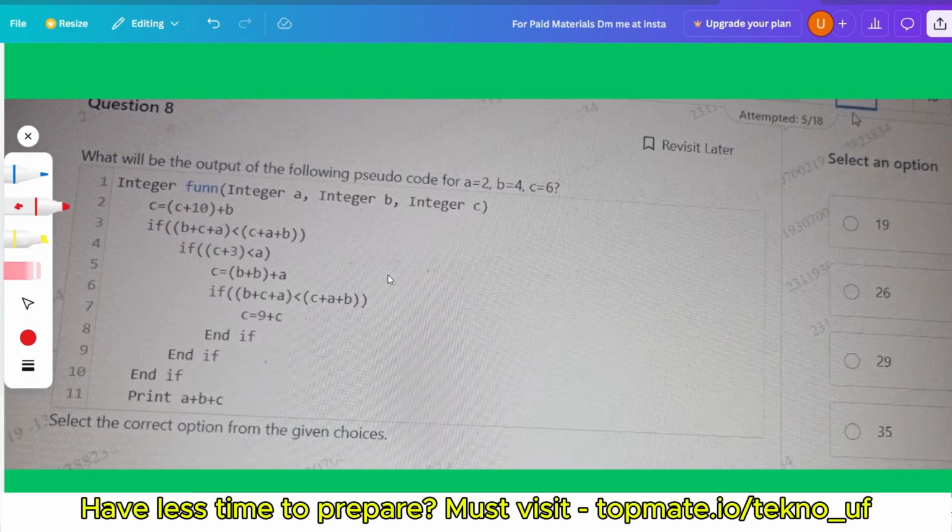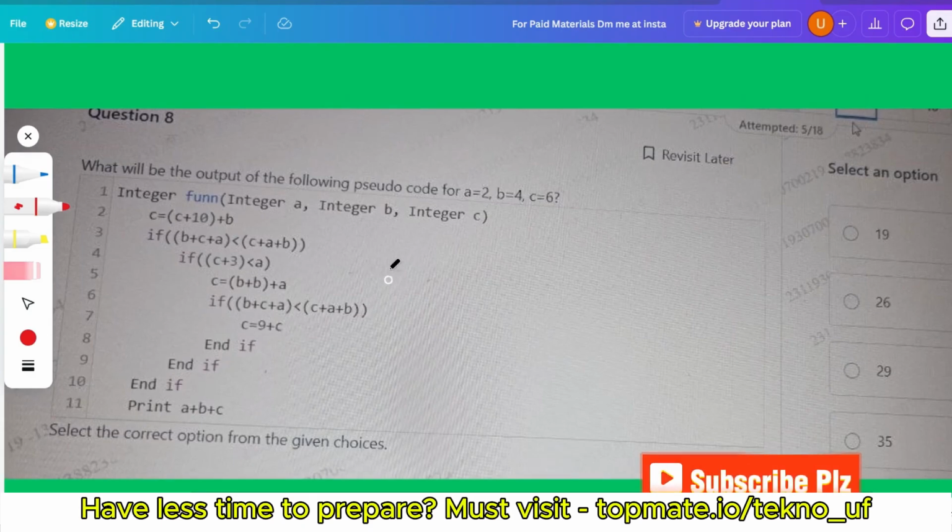Okay, so in this case, what will be the correct answer? So I hope again, as earlier, you will pause the video and try to solve the problem. Here, as you can see, the value of A, B and C are initialized as 2, 4 and 6. Here one function is given which is returning an integer value. It is taking 3 arguments A, B, C, and C is reinitialized as C plus 10 plus B.